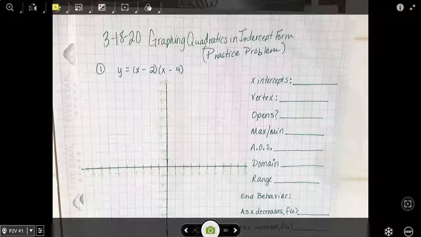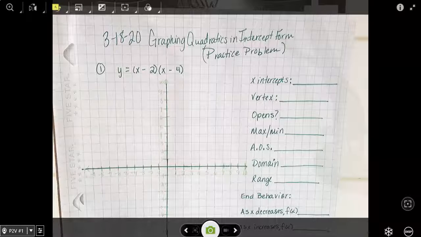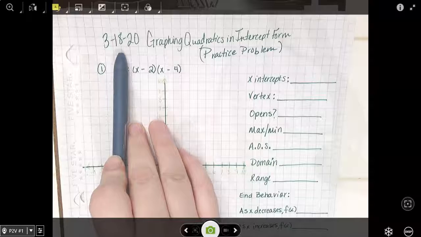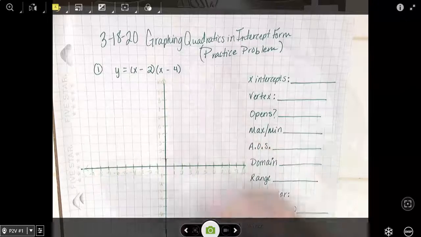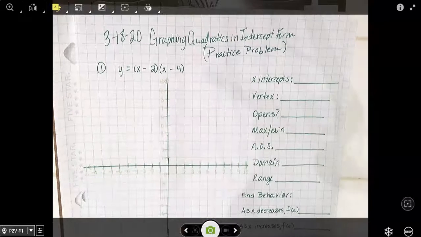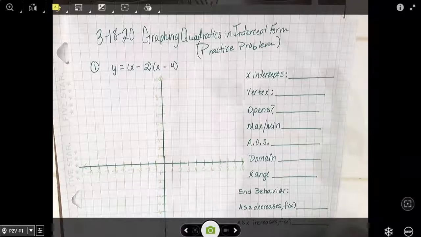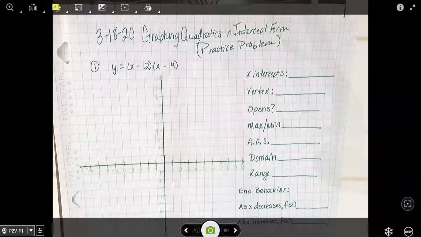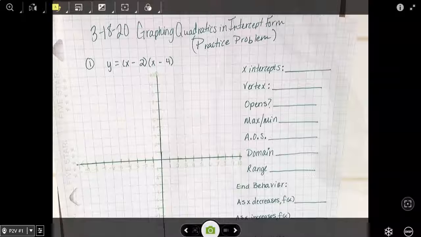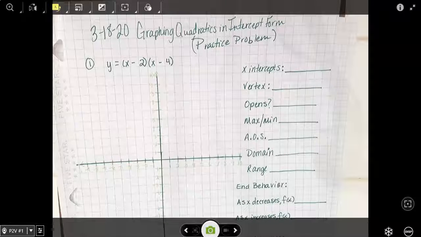So this is the practice problem that you had to upload on Wednesday, the 18th. This is the correct way to do this. Some of you are doing really well, some of you are struggling. So if you're struggling, please pay attention. And if you have questions afterwards, just send me an email, send me a message in Canvas.